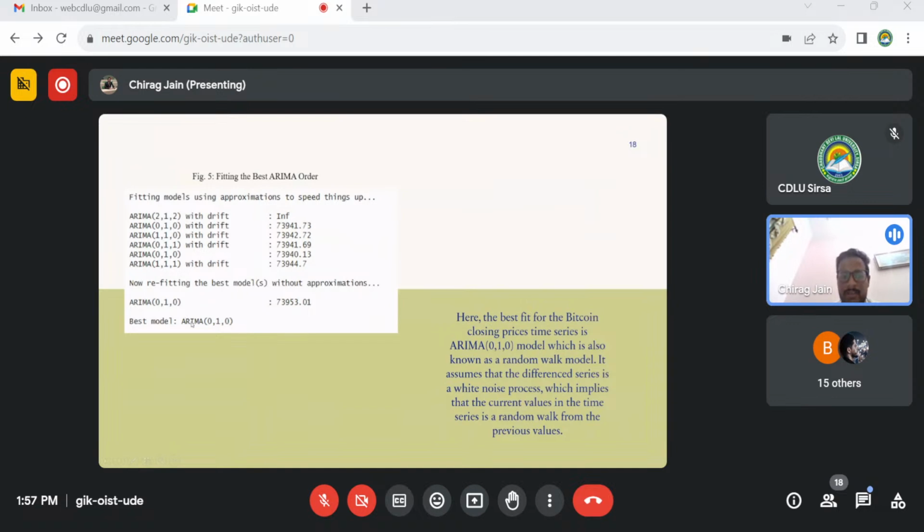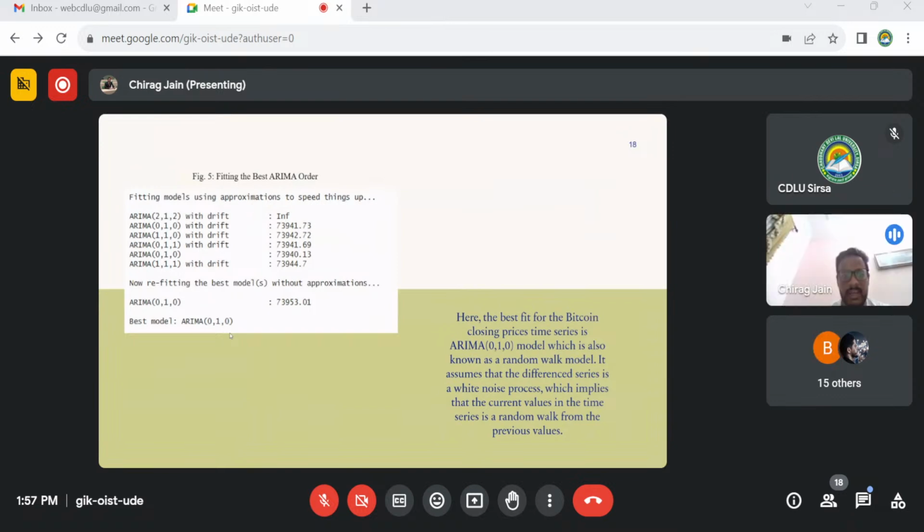The best model comes out to be 010. RStudio is a software to calculate the statistical value, not to tell which model is best or not. Sir, to the best of my knowledge, there is a function auto.arima that provides the best model itself. Okay, continue.